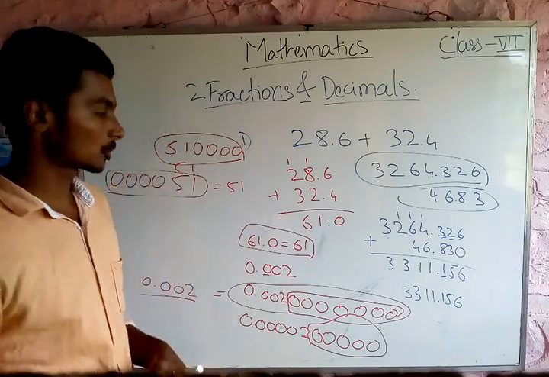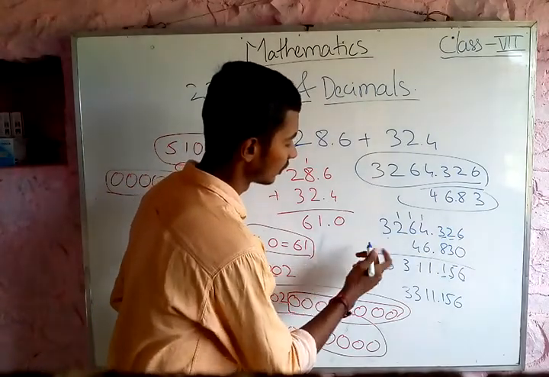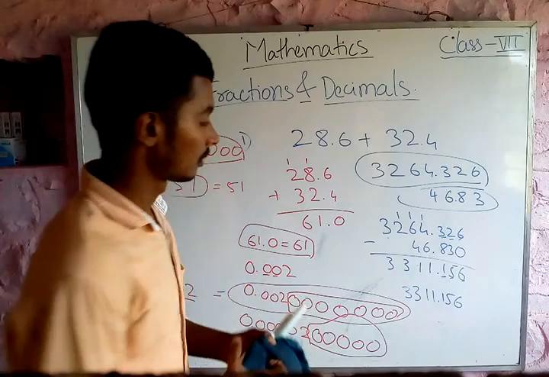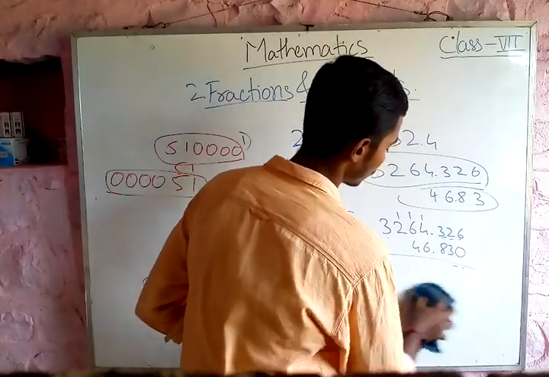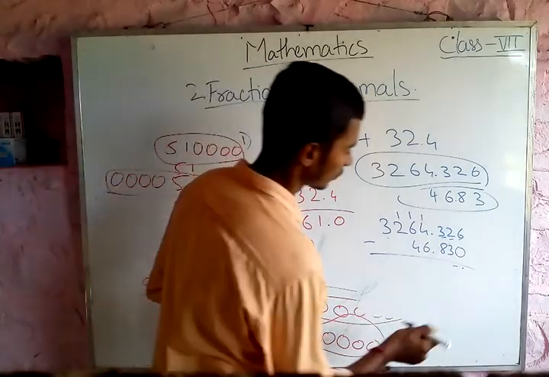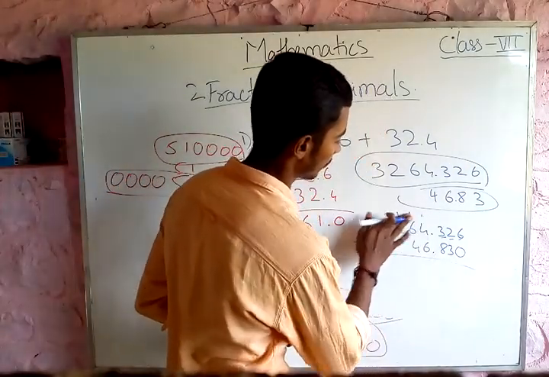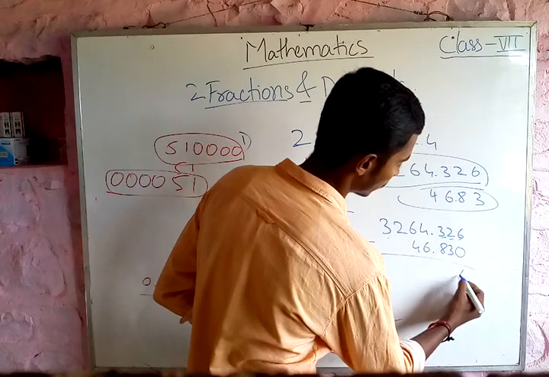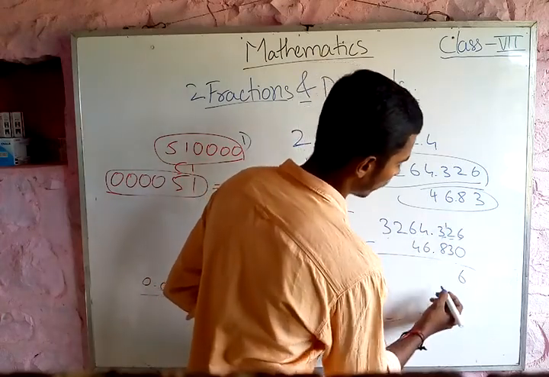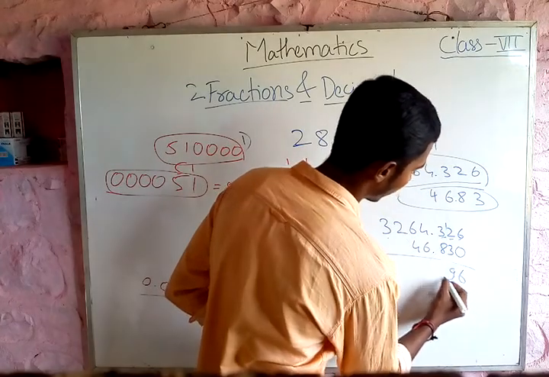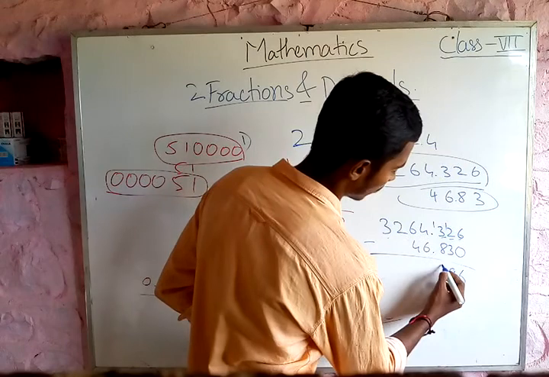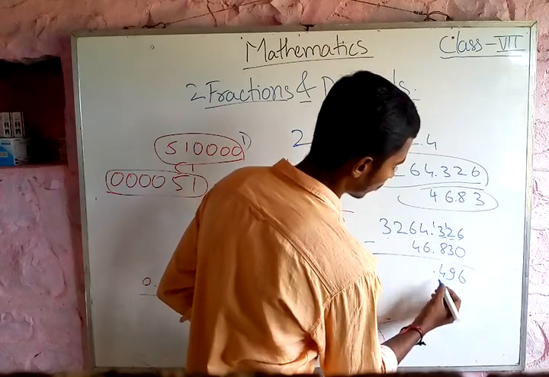In the same way, for subtraction, again the decimal points will be kept in line. See what happens here. 6 minus 0 is 6. 2 minus 3 is not possible, so borrow 1, and 12 minus 3 is 9. This has become 12, borrow 1, 12 minus 8 is 4, point.